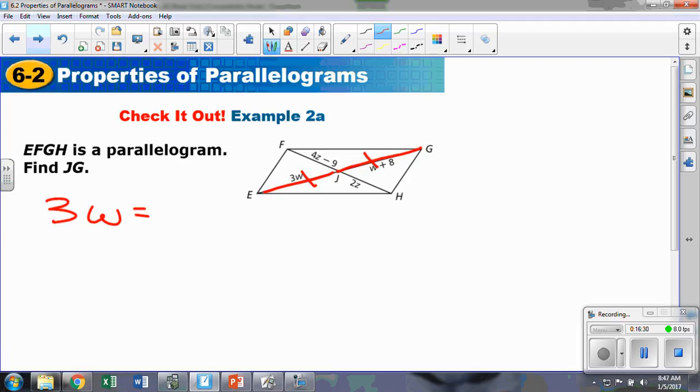3w is the same as w plus 8. That will lead you to w equals 4. And 4 plus 8 gives you an answer of 12. You're done.